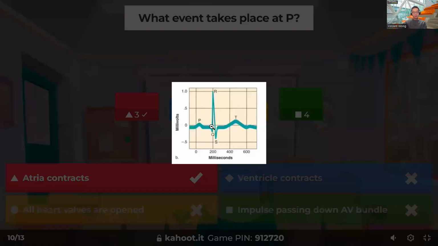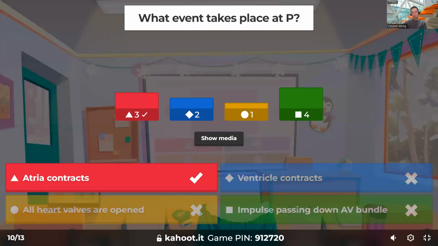The P peak, which is right here, that is atrial contraction, right? That's when the top two chambers squeeze, and then the R peak corresponds to the ventricle contracting. Okay, and from P to Q, that's when the impulse, the signal, is going from the SA node to the AV nodes.